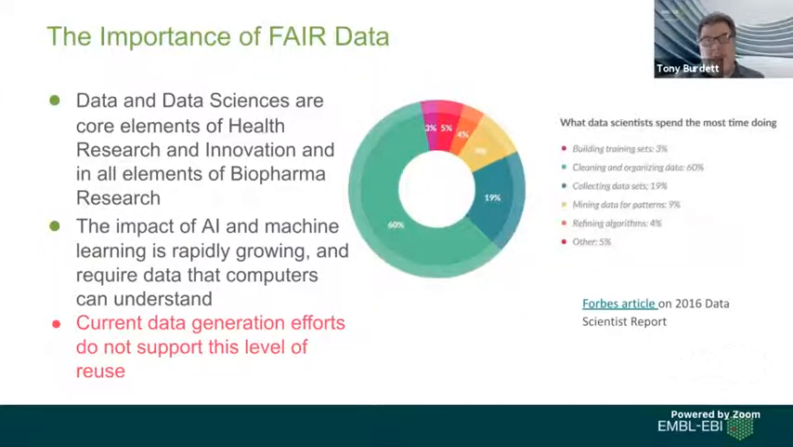So we know, for example, that FAIR data is really important. We know that data science and data are core elements of health research, innovation, biopharma research, and just good biological and computational biology science. We also know that the impact of artificial intelligence and machine learning is growing, and this needs data that computers can understand, not just people from reading a publication, but actually machines that can reuse data. But the data generation efforts that we currently adopt tend not to support that level of reuse.